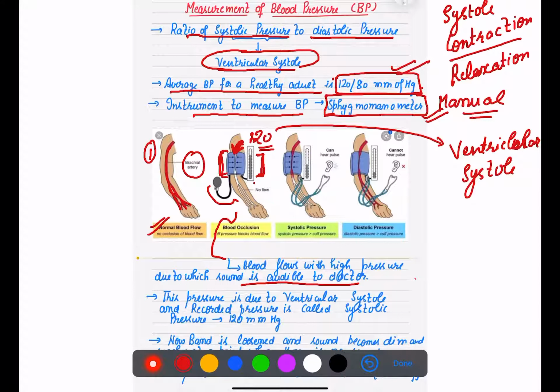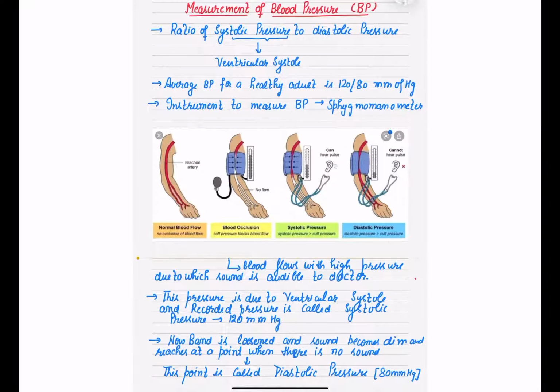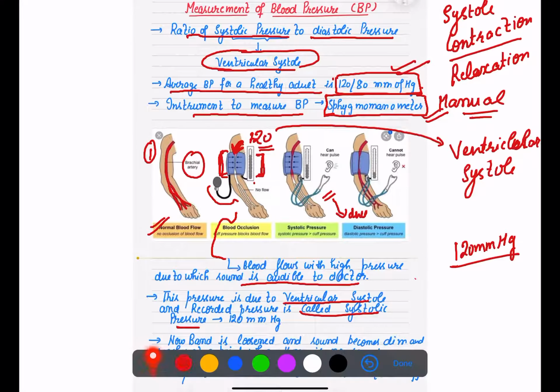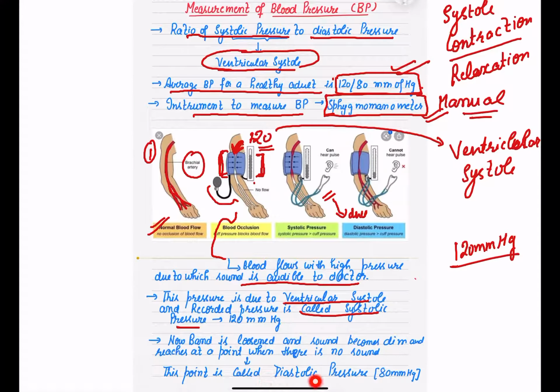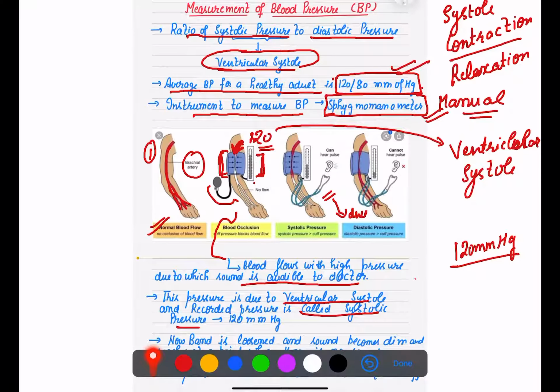Now this pressure is due to ventricular systole, and the recorded pressure is known as systolic pressure, which is 120 mm of mercury, your upper pressure. Now slowly, this band is loosened and the sound becomes a little dull. As we loosen, the sound becomes a little dull, and ultimately there will be a point when there is no sound.